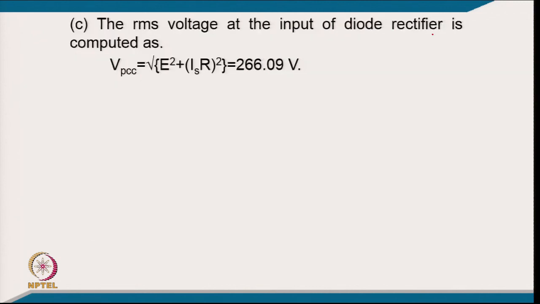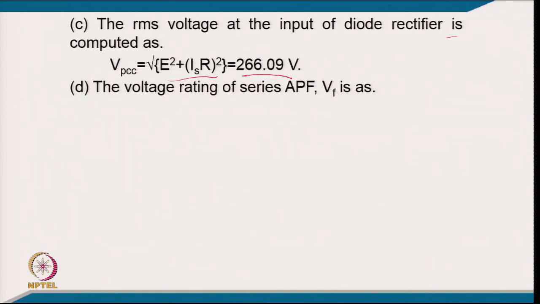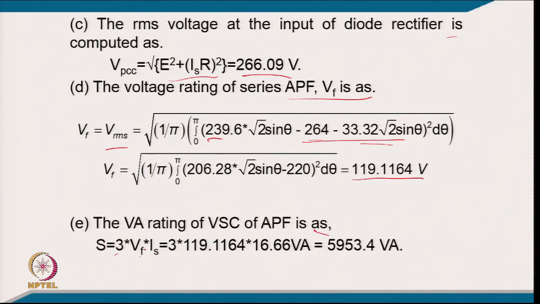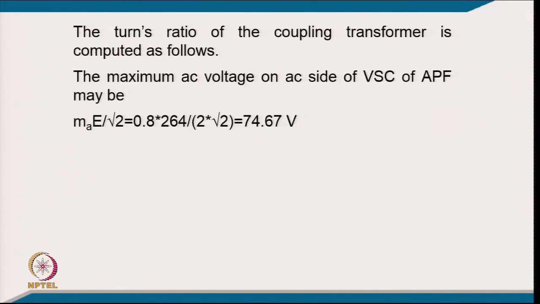So, coming to the RMS voltage at the input of the diode rectifier, it will be E square plus ISC square, so it comes to 266.09. And the voltage rating of the series active filter will now be calculated from the supply voltage minus the voltage reflected from the diode rectifier, squared. Putting the values in, it comes to 119.1164 volt, and the VA rating of the series active filter is 3 into VFIS. So, putting the value of this, it comes to 5953.4 VA.